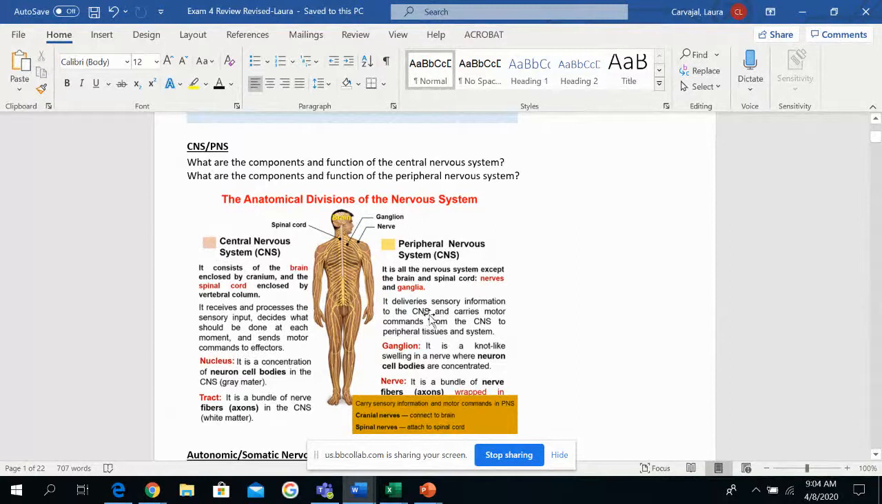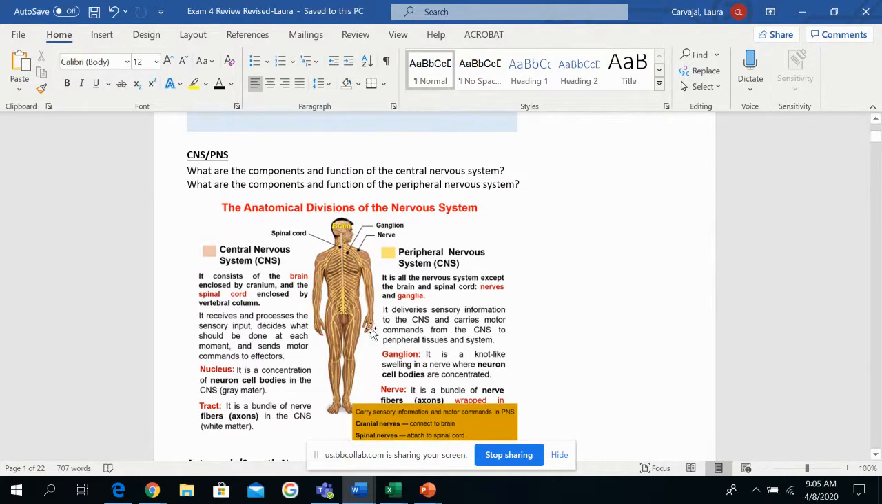The PNS is the peripheral nervous system. It is all the nerves, the nervous system, except the brain and the spinal cord. So the CNS is just the brain and the spinal cord. The peripheral is literally everything else that you see on the outside. It delivers sensory information to the CNS and carries motor commands from the CNS to the periphery. So again, if you touch something that's hot, this will send a signal back to your spinal cord, which will jump back into your brain saying, hey, it's hot, move your hand, and then it'll consequently move down and make you move your hand.